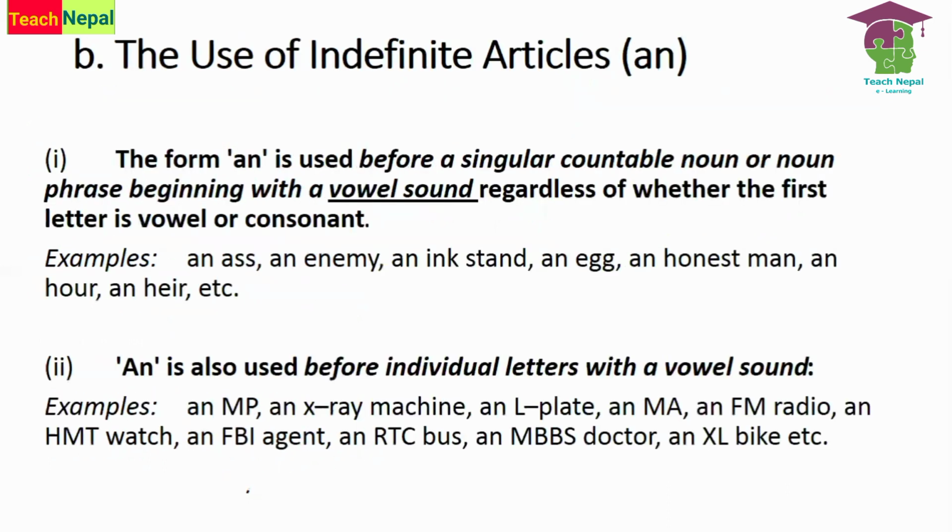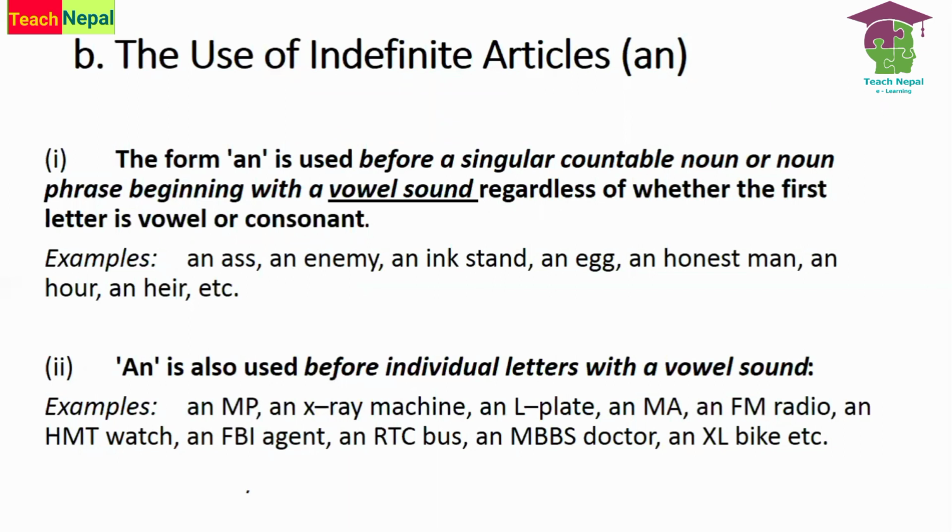Let's see how we can use an. The form an is used before a singular countable noun or noun phrase beginning with a vowel sound, regardless of whether the first letter is a vowel or consonant. Letter vowel consonant जुनसुकै होस्, but the sound should be a vowel, right? An ass, an enemy, an ink stand, an egg, an honest man.